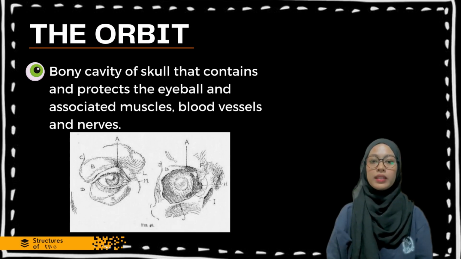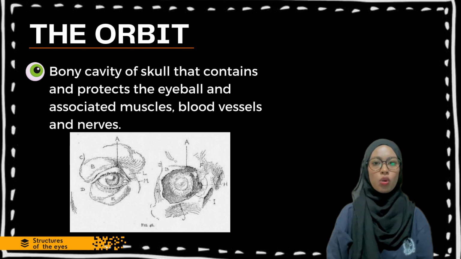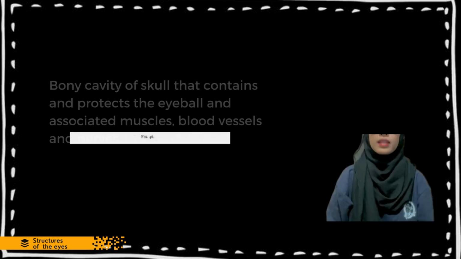Next, I will tell the details of the structure of the eye. The first one is the orbit. What exactly is the orbit? The orbit is the bony cavity of the skull that contains and protects the eyeball and associated muscles, blood vessels, and nerves. It is also called the eye socket. The orbit includes the eyelid and the bone all around the eyes.